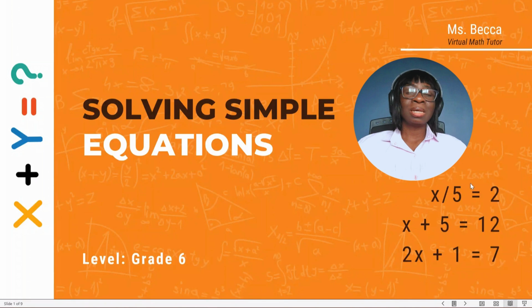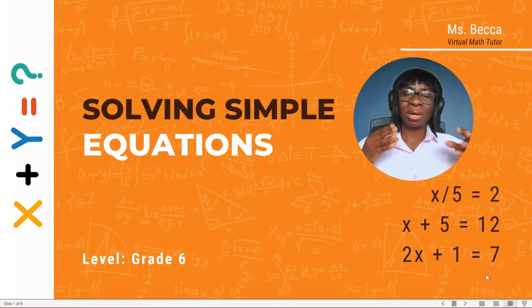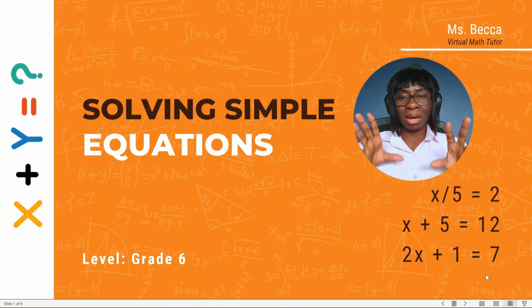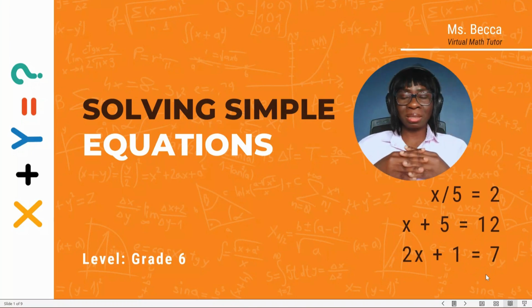That's great. So, in this demo class, we will be solving simple equations. And let me show you what simple equations look like. These are some examples of simple equations where we have x over 5 equals 2, x plus 5 equals 12, 2x plus 1 equals 7. So how do we solve this type of equations? And this class is for grade 6 learners.